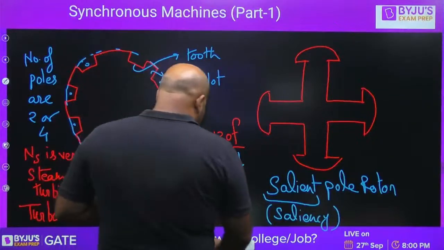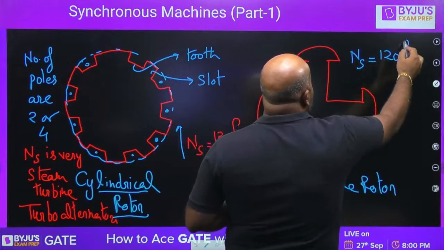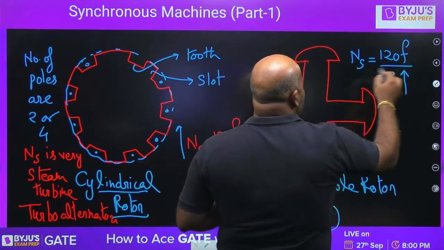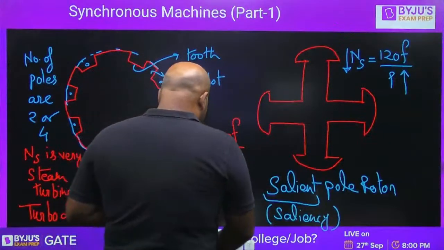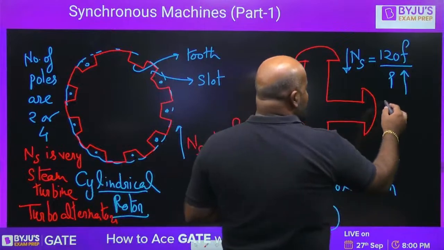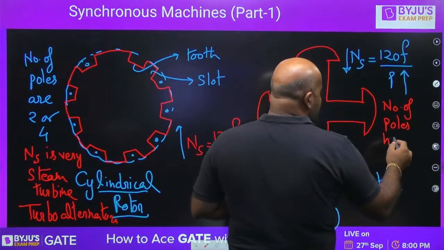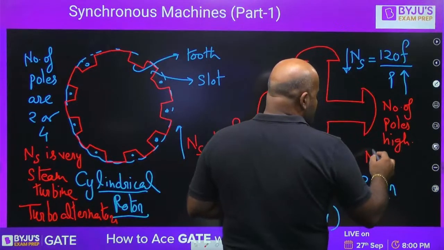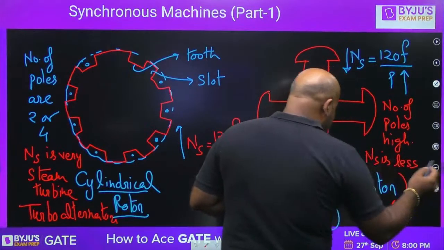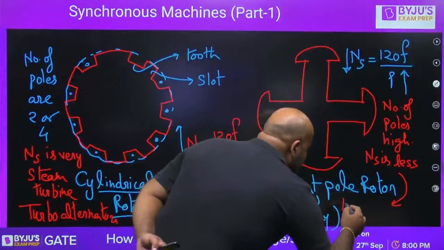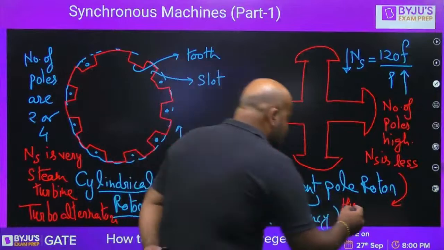So if the number of poles is high, since it is 120 F upon P, then the synchronous speed is going to be less. So these salient pole rotors have a high number of poles, hence the synchronous speed is less. Basically they are used in hydropower plants, and that is why they are also called hydro alternators.